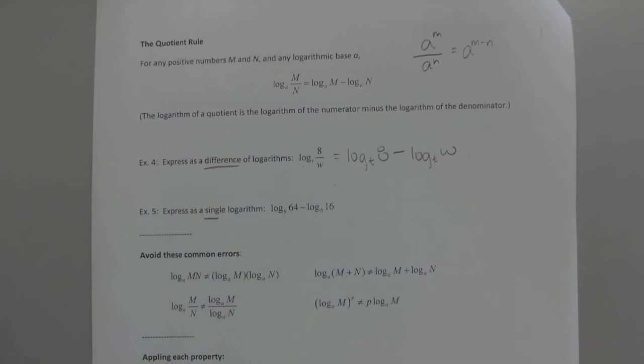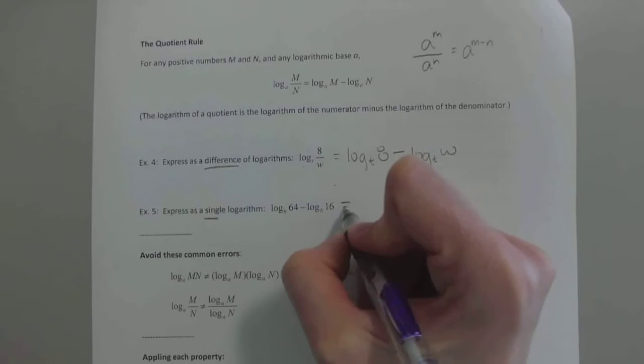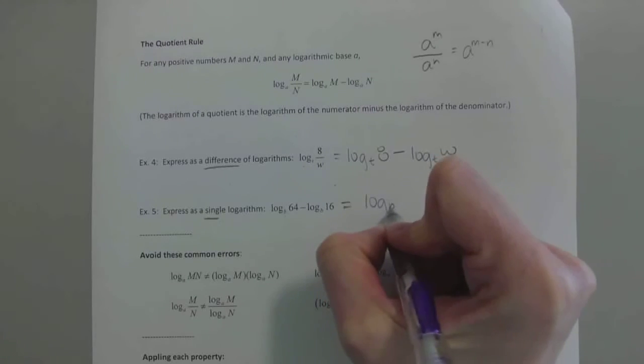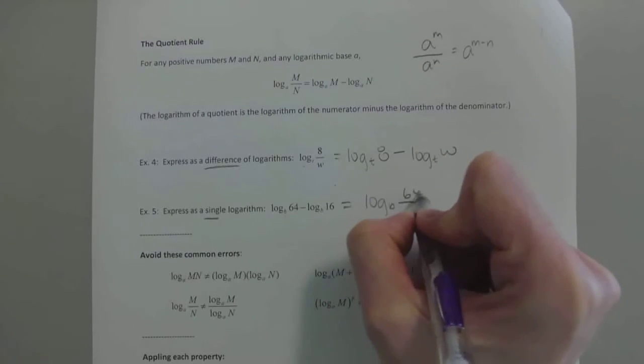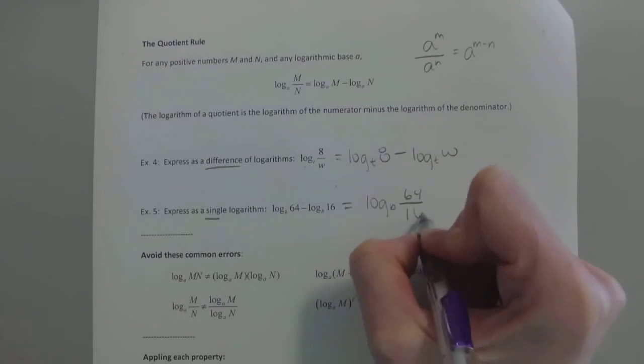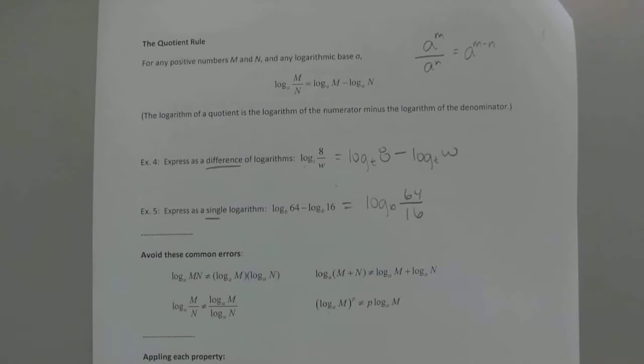All right, so now what are they going to do? They want us to write it as a single log, meaning they're giving us a difference, and they want us to write it as one single log. So we're going to have what, guys? Log base B, 64 over 60. You got it. And then again, if they asked you to go further, we could maybe reduce 64 over 16, but they're not. They just want us to write it as a single log. All right, are there any questions?